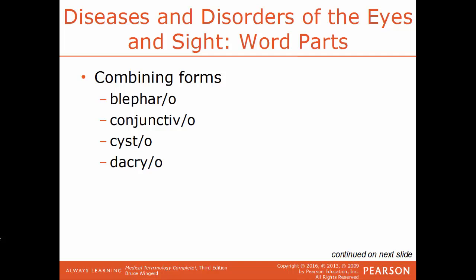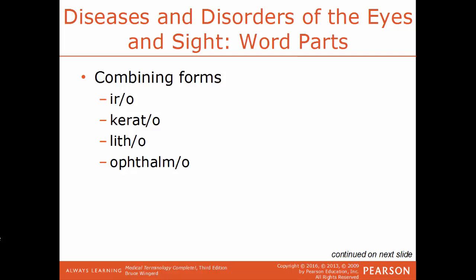Some common combining forms. Blepharo is a reference to the eyelid. Conjunctivo is a reference to the conjunctiva. Cysto is a reference to a cyst, a water-filled sac. And cryo is a reference to tears. Irido is a reference to the iris. Kerato is a reference to the cornea. Litho is a reference to a stone.